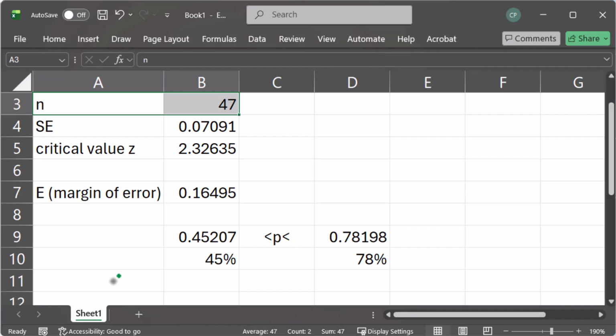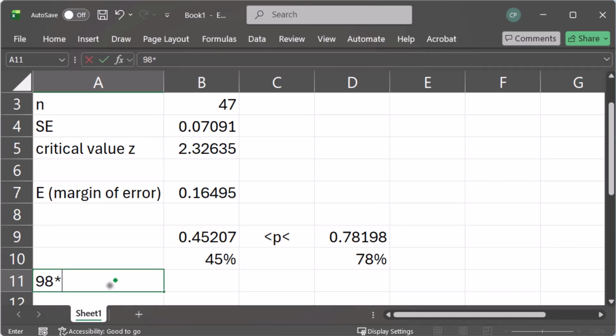But in terms of a statement, we could say that we are 98% sure that the proportion of all Red Rock students that are full-time falls between 45% and 78%. 98% is also a really high confidence level. Again, it's not 100%, but it's quite high. If we had chosen to do a lower confidence level, like 90%, we would see a narrower range of values.